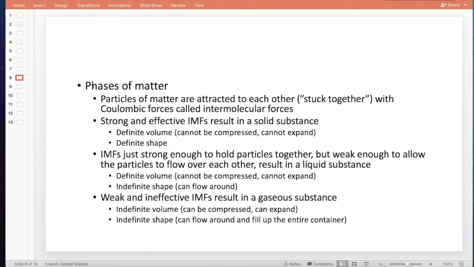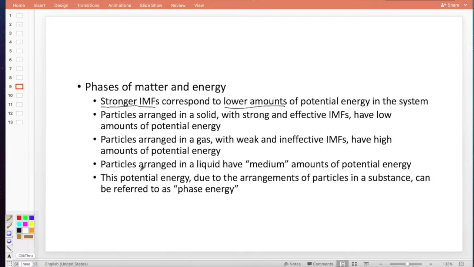So what do these phases of matter have to do with energy? Remember, we're trying to model changes in energy. What exactly is happening energetically in terms of the phases when we go from one phase to another? Remember, our whole example was taking a solid substance and melting it into a liquid. So how can we talk about energy here? It turns out that the stronger the intermolecular forces in the system, the lower potential energy there is in that system. So I want you to think about this.